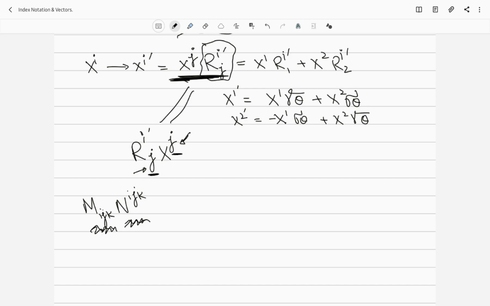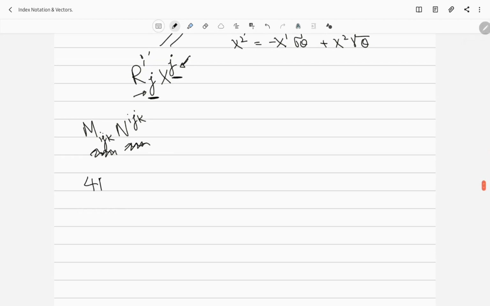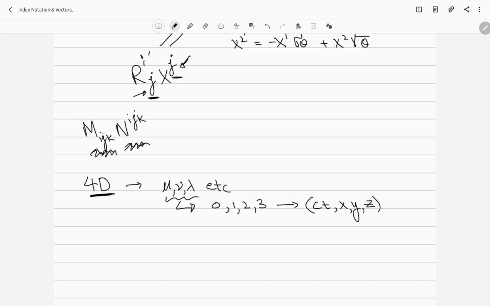Now moving on, in 4 dimensions, we will use Greek indices, so we would use mu, nu, lambda, etc. These mu, nu, and lambda take values 0, 1, 2, 3 in 4-dimensional space-time. What that means is that 0 corresponds to ct, 1 corresponds to x, 2 corresponds to y, and 3 corresponds to z.